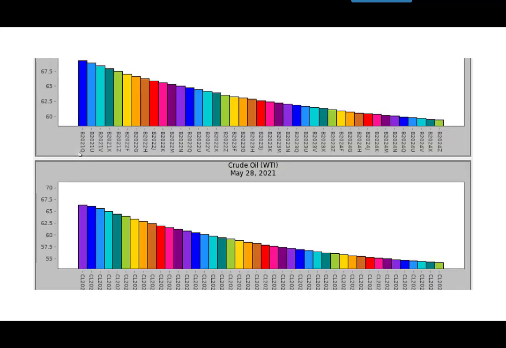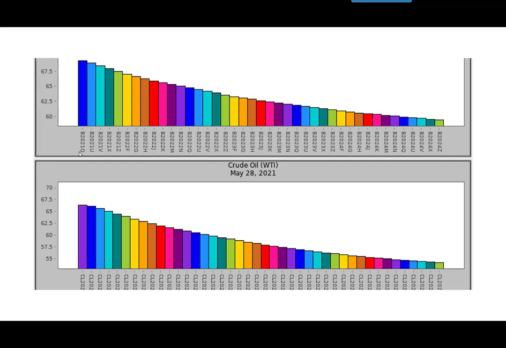Okay, the first thing that we're looking at here is what's called the term structure. The term structure. So in effect, it's like the yield curve, only for crude oil. Up at the top is Brent, down at the bottom is WTI, West Texas Intermediate.